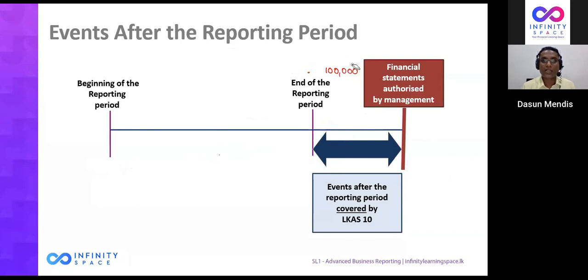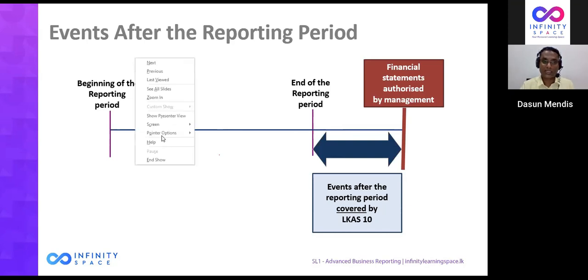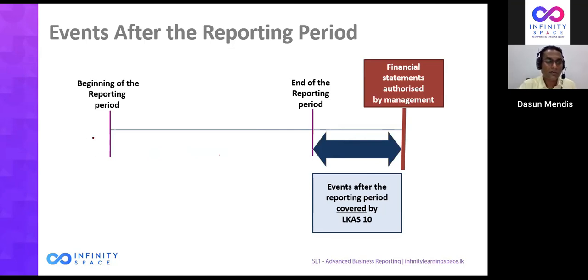Let's assume you are a 31st December year end company. Because as I mentioned, this COVID-19 impact can be tested within the case study question as well as in the separate question where the accounting standards are tested. So that's why I'm discussing this in detail. So let's say your year end is 31st of December. That means 1st January 2019 to 31st December 2019.